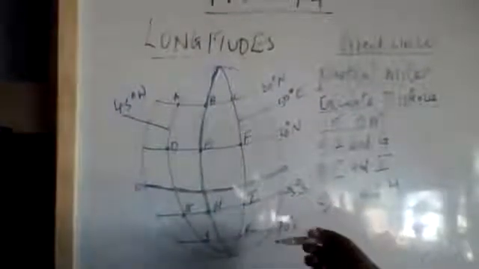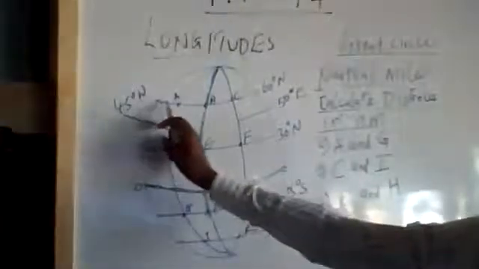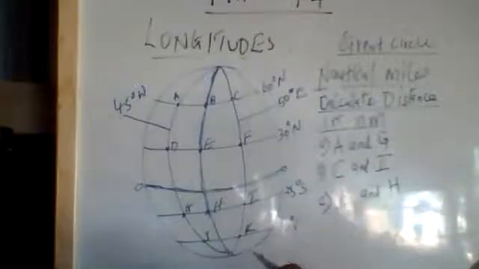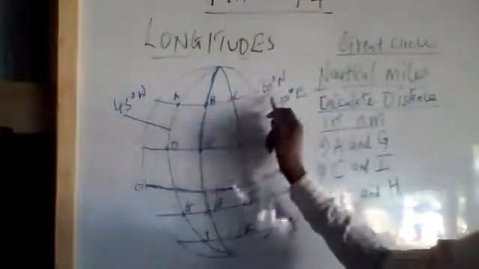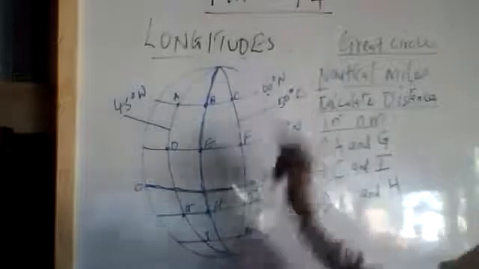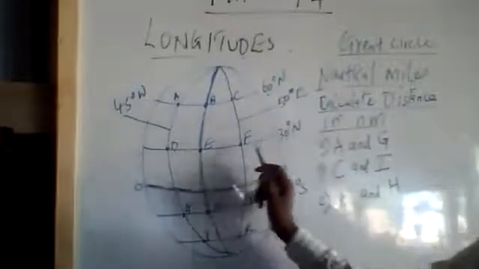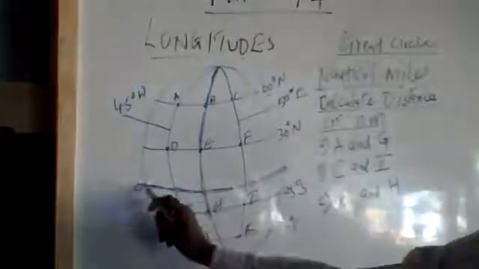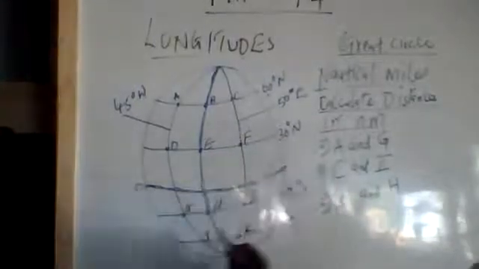Rama, can you look at this? This particular line where APC is found is called 60 degrees north. Let us just illustrate. APC is found at 60 towards the north. DEF is found at 30 degrees towards the north. And this is the equator, which is found at 0.